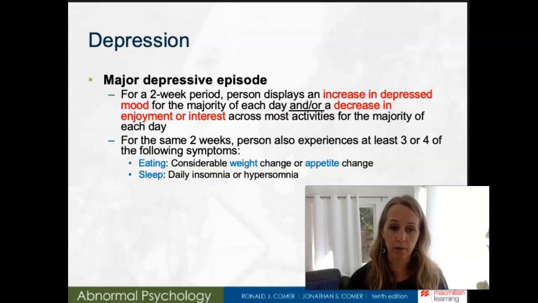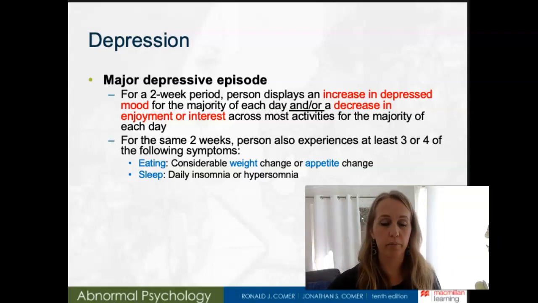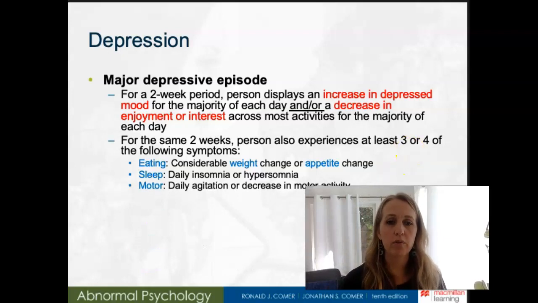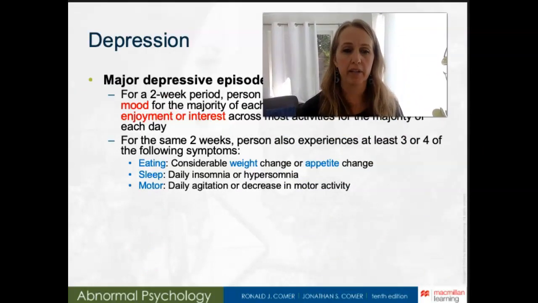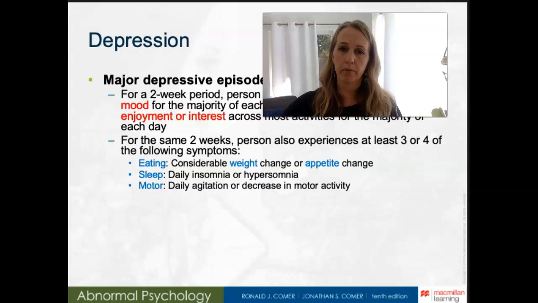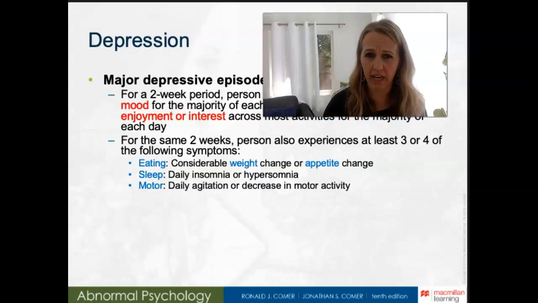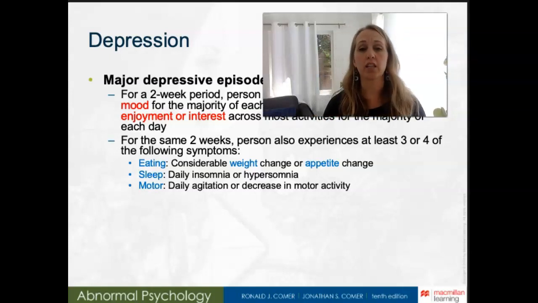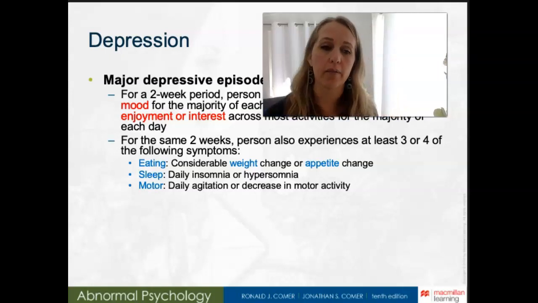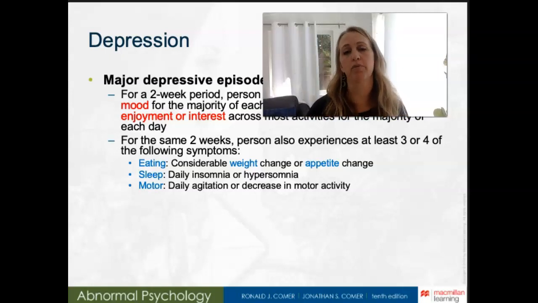So we'll see sleep interruption with depression. We'll see changes in motor activity. And when we're talking about motor, we're talking about movement, right? So either the person will become extremely restless and agitated and just not easily soothed, or you're going to see a decrease in their motor activity, where they're just moving really slowly. I see that more commonly.